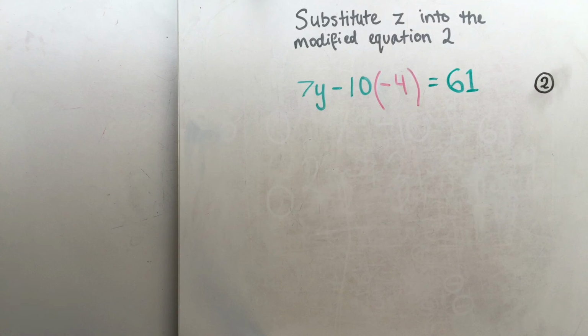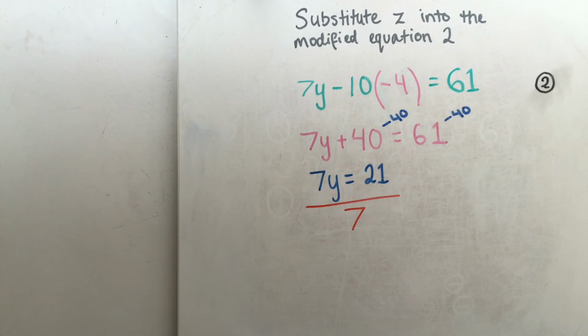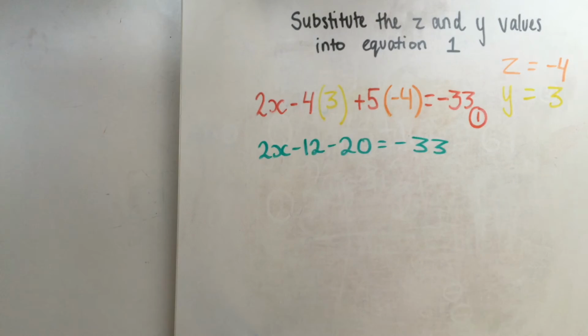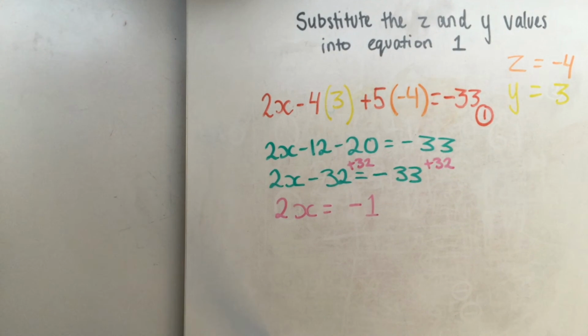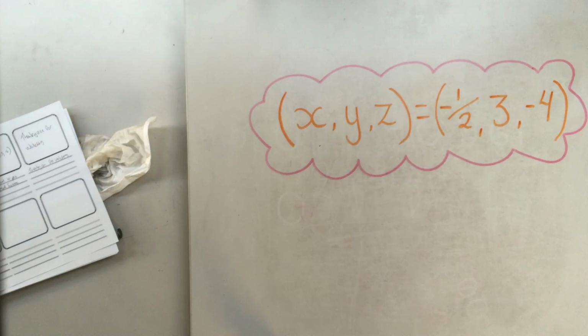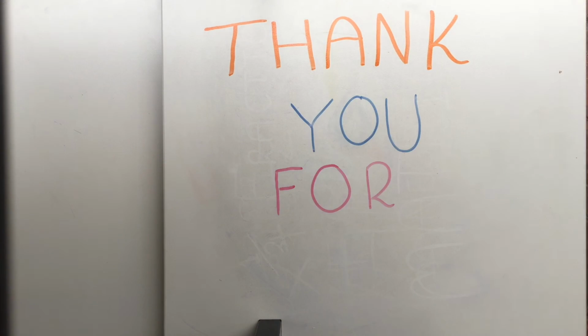You now substitute z equals -4 into equation 2 and simplify to get y. You now substitute the z and y variables into equation 1 and simplify to get x. You now need to put your answer into proper format. That is the end, and thank you for watching.